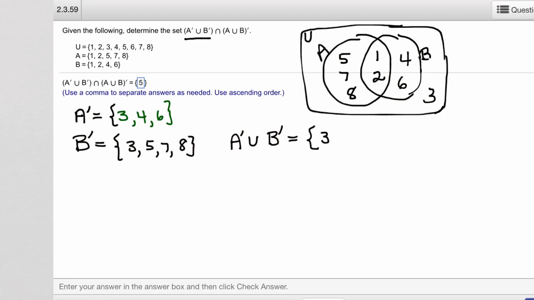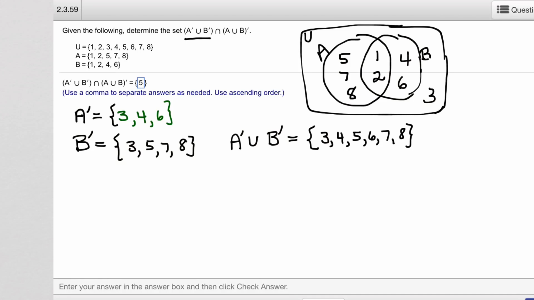So that means we have 3, 4, 5 from set B prime, 6 from A prime, and 7 and 8 from B prime. All right, so that's the set A prime union B prime. And that's the first tricky one to come up with. It's a little complicated, but we're just unioning together this set with this set. So throw it all in together. And if you have doubles, like with the 3, you just throw it in once, because we're just trying to say what's in there.